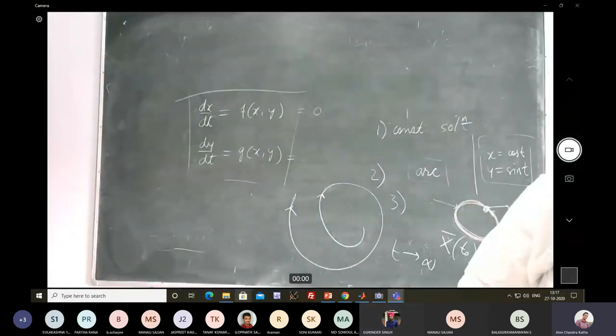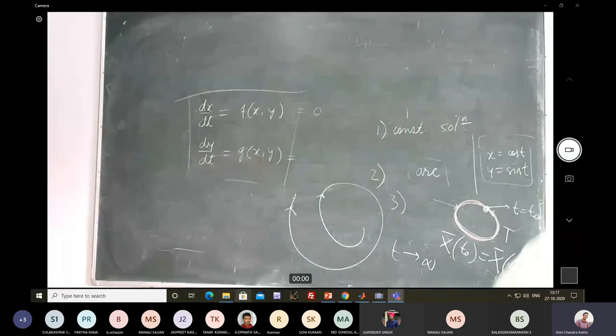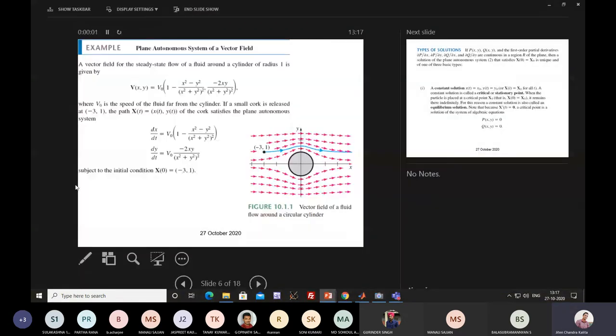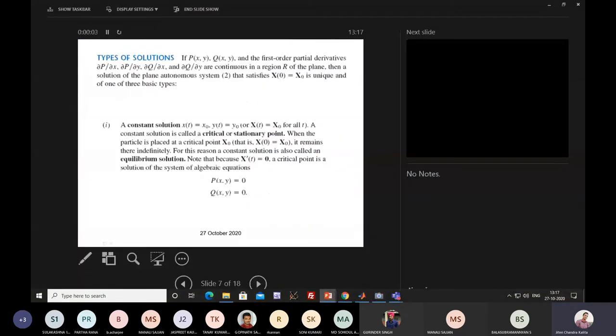So now let me show you this in the slide. I'll take just 1 minute. So this I have already told you, types of solution, and again remember these are prerequisites. See, this P and Q are nothing but what I had written as F and G. So dx/dt equals P and dy/dt equals Q. Both P and Q are functions of x and y.